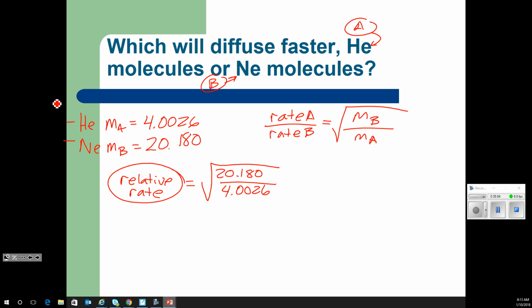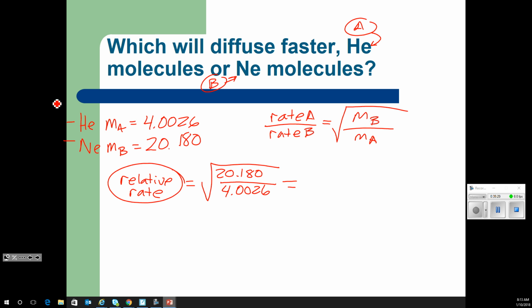Rate A is always the one that comes first. Whatever they talk about first is my A. Whatever they talk about second is my B. But then when it goes to the final, it's still A and B, but rate A over rate B gives me the square root of mass B over mass A. So they flip on this side. B becomes on top. Just the way it is.